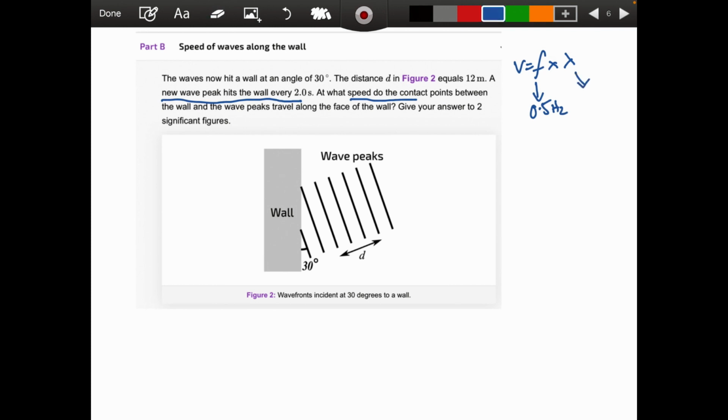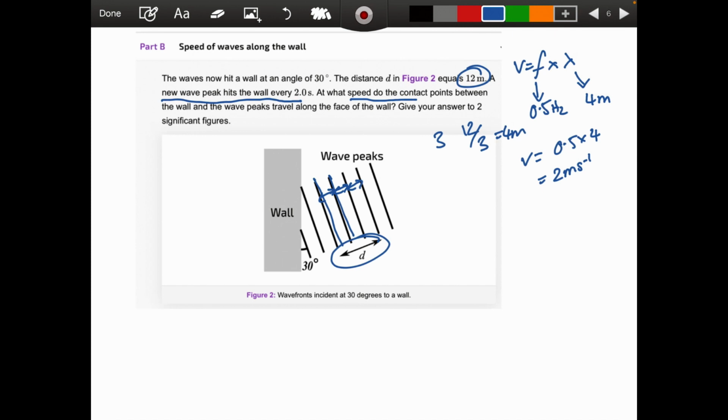And the wavelength can be worked out because it says d is equal to 12 meters. So we've got here one wavelength, two wavelengths, three wavelengths. So we've got three waves in 12 meters. So 12 divided by 3 would give us 4 meters for each wave. So we can work out the wave speed, which would be 0.5 times 4, which gives us a wave speed of 2 meters per second.